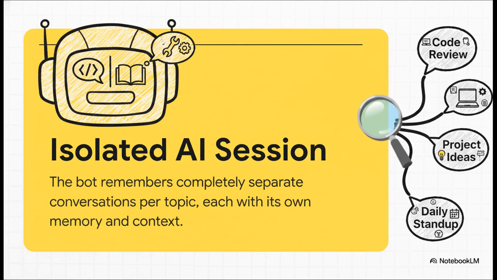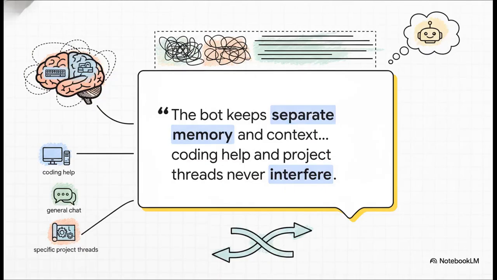The magic behind all of this, the key idea, is something called an isolated AI session. Now, what does that mean? It means instead of having one long running memory for the whole group, the bot actually creates a completely separate memory and context for each and every topic. So, what happens in the code review topic stays in the code review topic. It doesn't leak out. There's this quote from the setup guide that just captures this perfectly. It says, "The bot keeps separate memory and context. Coding help, general chat, and project threads never interfere with each other." And that's it. That's the whole game. It's like giving your bot a totally dedicated brain for every single task you throw at it.